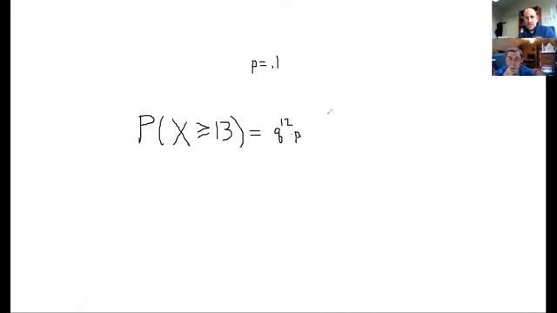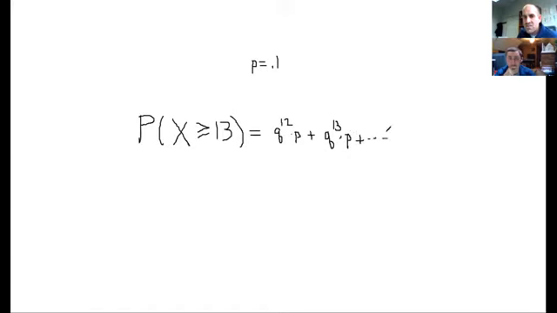Okay, so you had 12 failures and a success. Or what else could happen? You could have 13 makes, and then a success. Right? So do you see what's going to happen here?